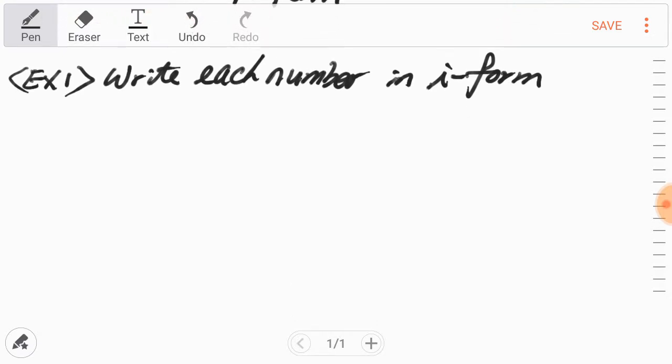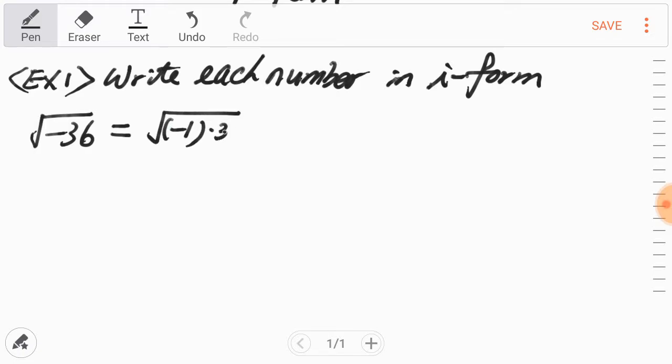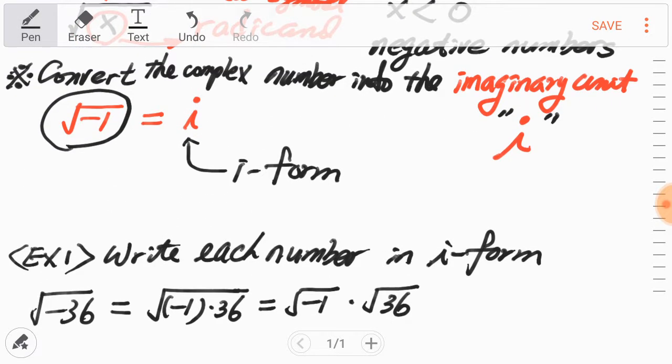So let's try some examples. Write each complex number in i form. So here's the square root of negative 36. And negative 36 can be written in a product of negative 1 and 36. Then these two factors, negative 1 and 36, can be separated using the square root times square root of 36. And the imaginary unit i.